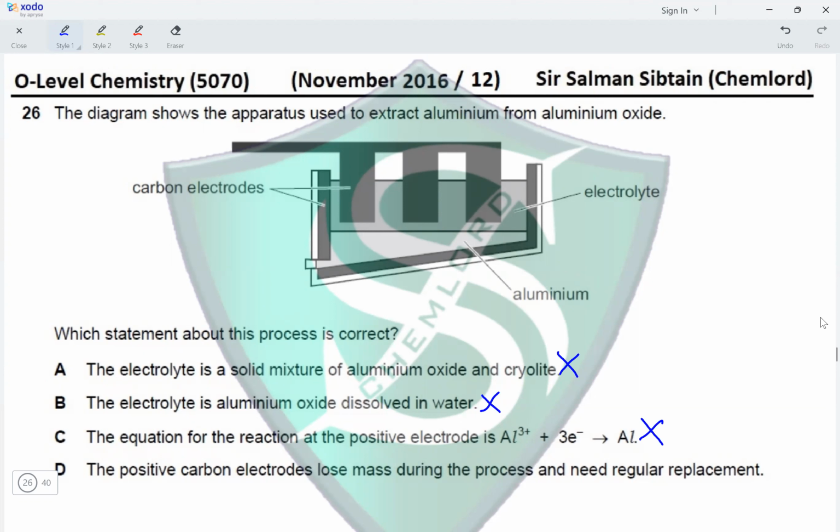Yes, because at the high temperatures produced, the carbon anodes burn away in oxygen because oxygen is produced at the anode. So the high temperature causes oxygen to react with carbon, converting it into CO2. Therefore, the carbon anodes need constant replacement. As a result, the correct answer for this question is option D.